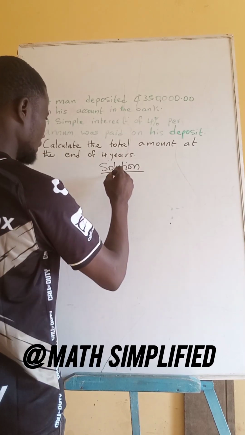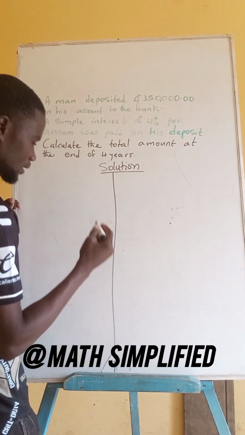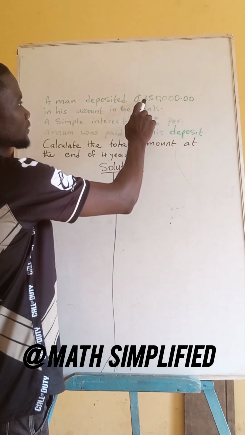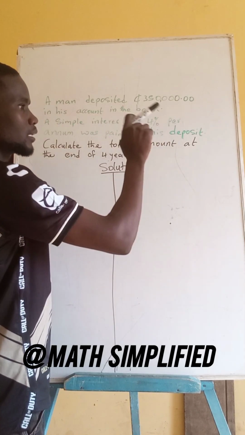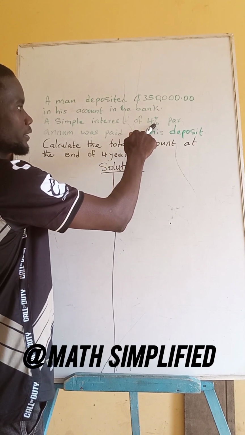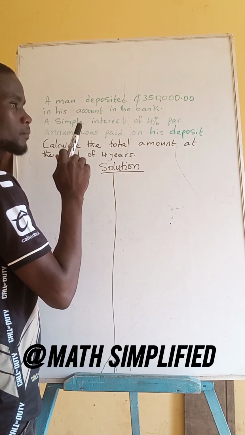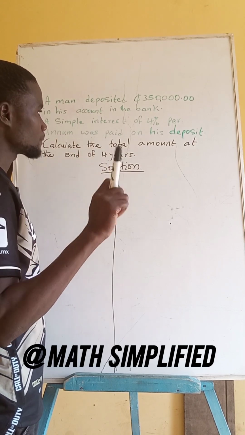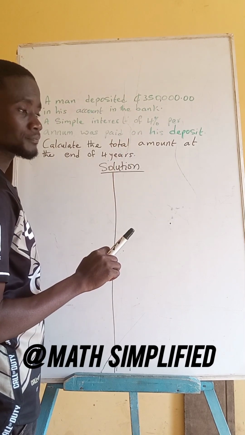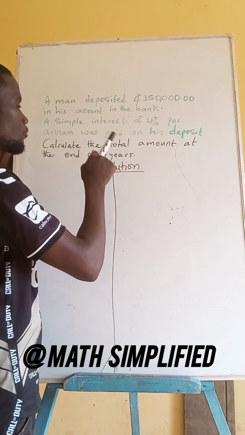A question like this may take a big space, so let me divide the board into two. Now, they said that the man deposited 350,000 cedis in his account, and the bank agreed that they will be paying him 4% of 350,000 cedis per annum. Per annum means a year. At the end of every year, his money will increase by 4%. And we are asked to calculate the total amount at the end of 4 years.